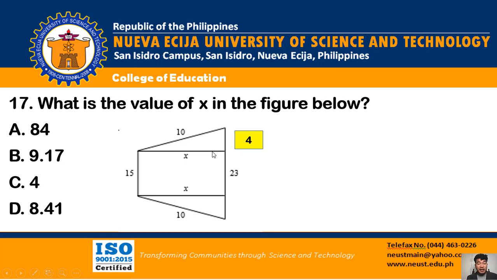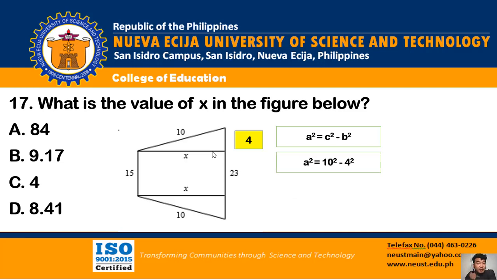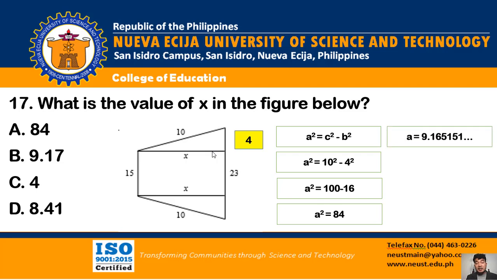We can now solve for x using the Pythagorean theorem. By substitution, we will have a squared equals 10 squared minus 4 squared. Simplifying it further, you'll have 100 minus 16, or a squared is equal to 84. Using your calculator, you will have a equals 9.165. So the answer is letter B.